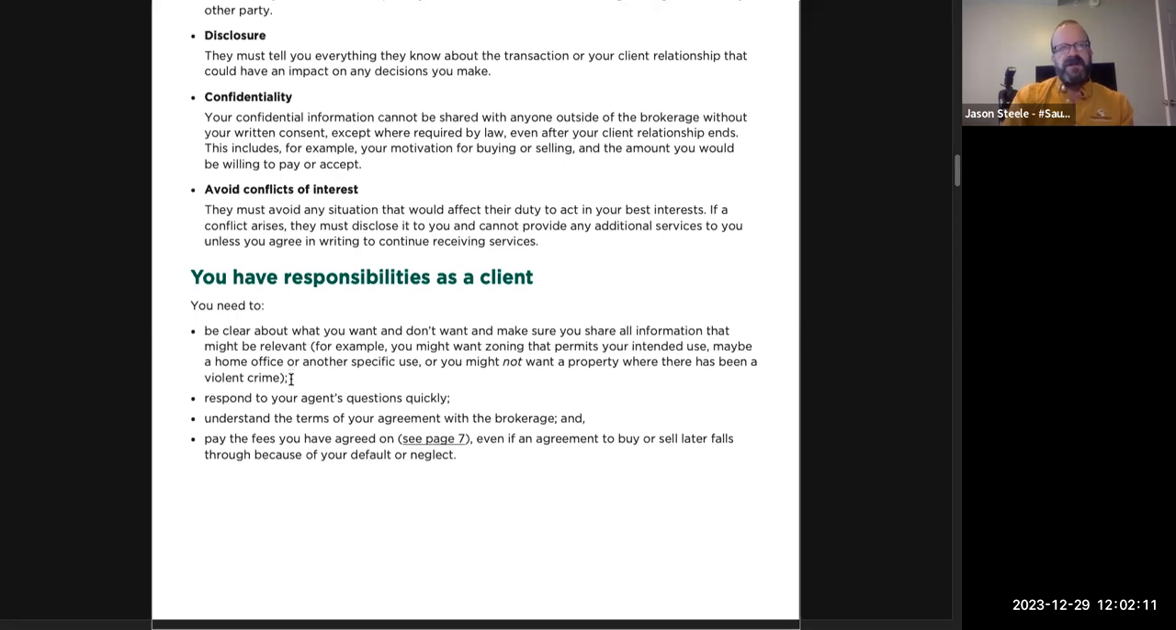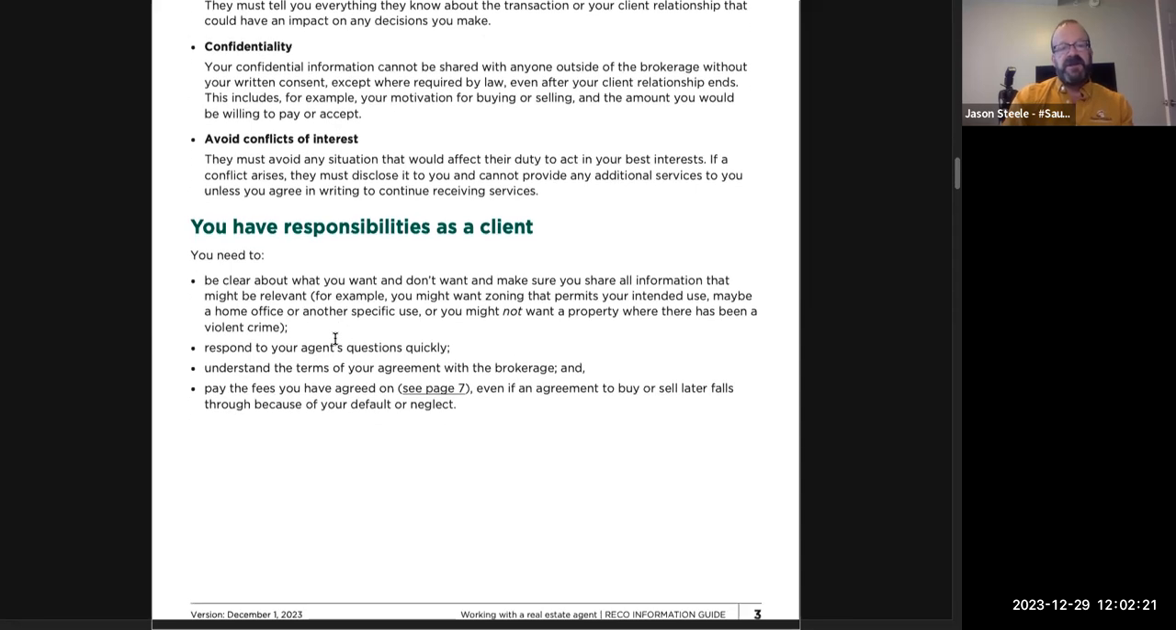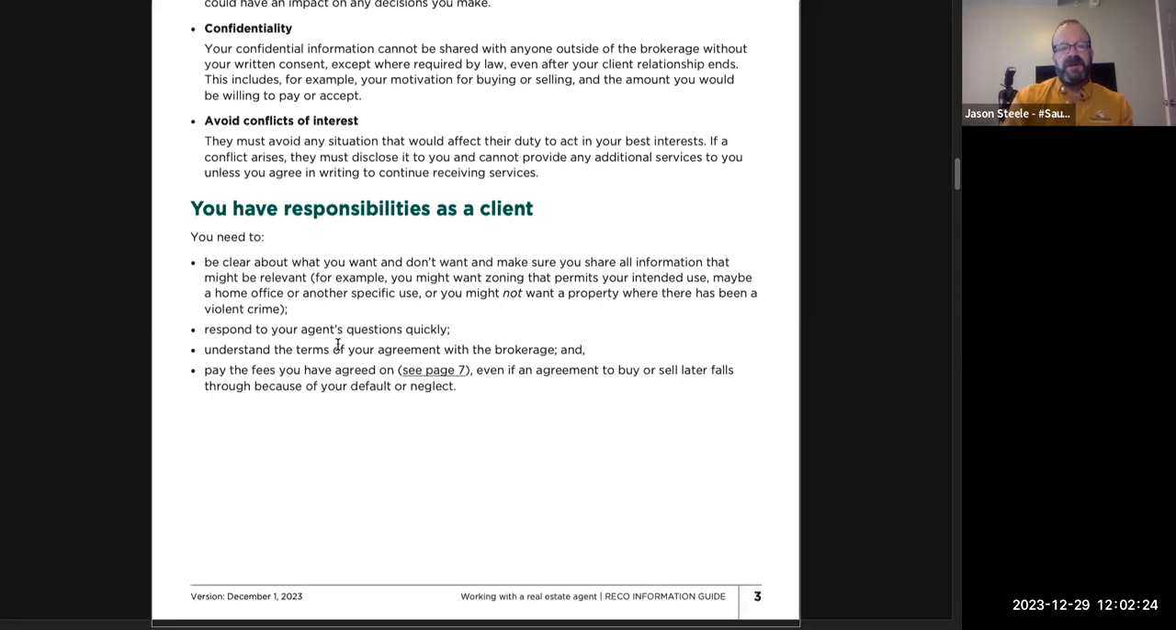if your home has been the site of a violent crime, anything like that that could affect the sale. You need to respond to your agent's questions quickly, understand the terms of your agreement, and pay the fees that you have agreed to. And that'll be on page 7.